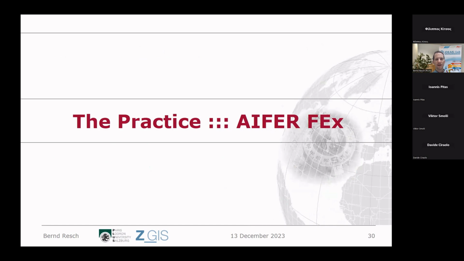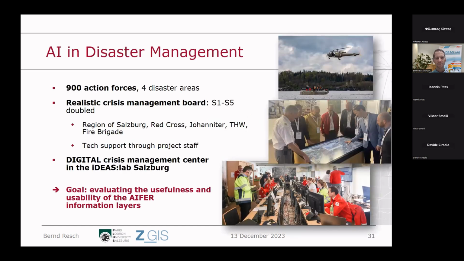Now, the last part of my quick presentation here is the practice. So we go from the scientific methods that I presented before into practice. What did we do a few months ago? We had a disaster management exercise in Salzburg, with 900 action forces in 4 disaster areas, which I'm going to present in a second. And we had a realistic crisis management board. These were the crisis managers that are responsible for different kinds of things. One person is there to assess what's happening out in the field, the situation. One person is there for resources. One person is there for press management, for ICT, all different kinds of things.